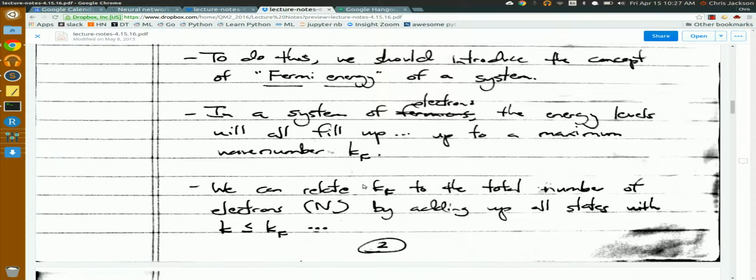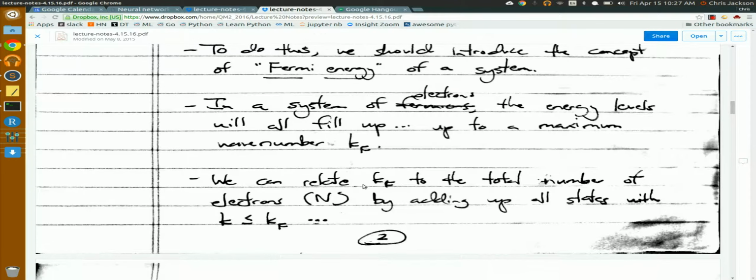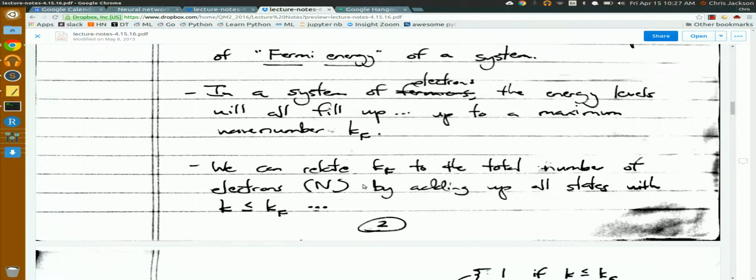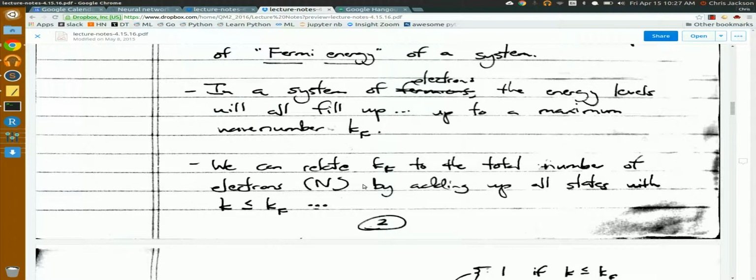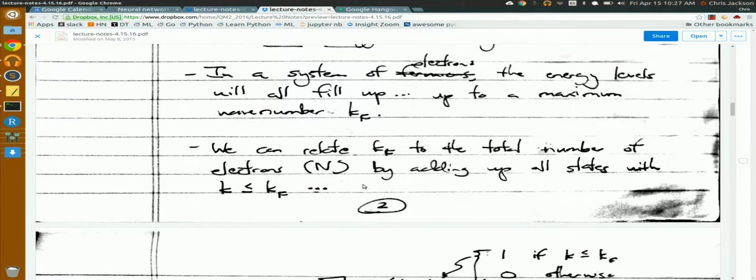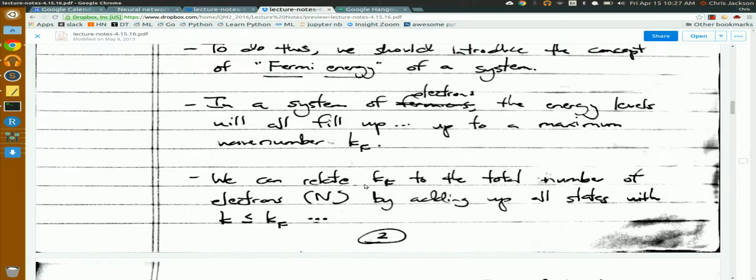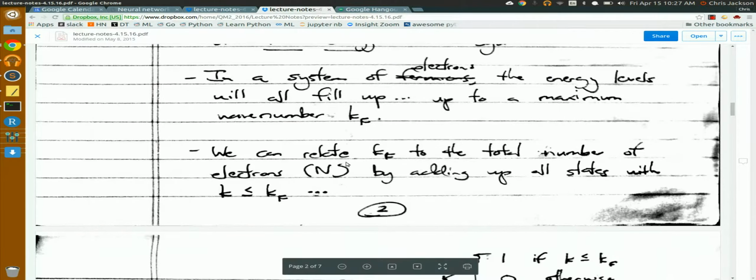So as we fill this up, the energy levels are going to fill up to some maximum wave number, or some maximum momentum or maximum energy, once you throw in some factors of h-bar and m. And so you can state the energy of the system in terms of this energy level, k Fermi. Make sense what I'm saying? Okay.